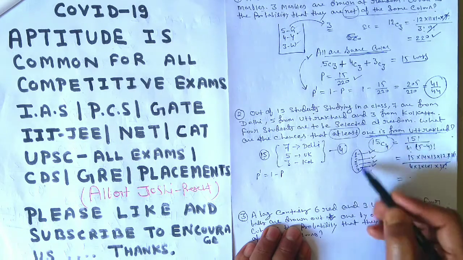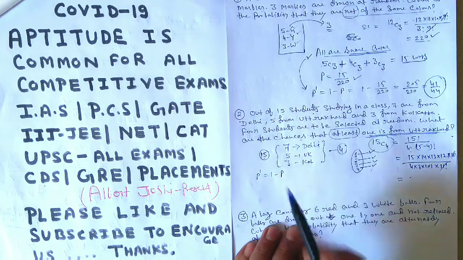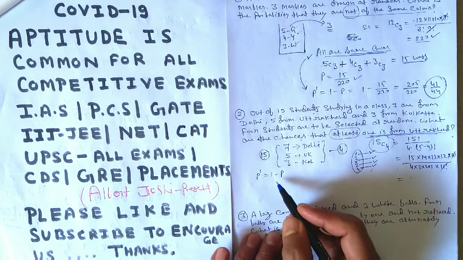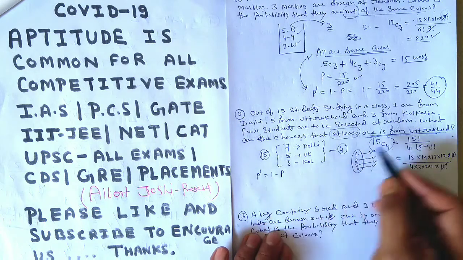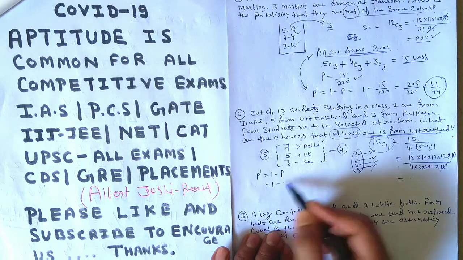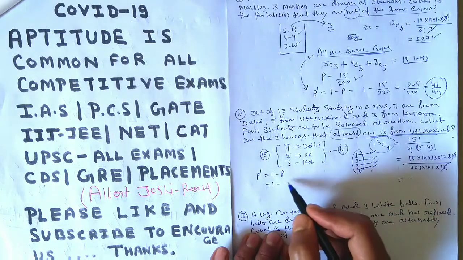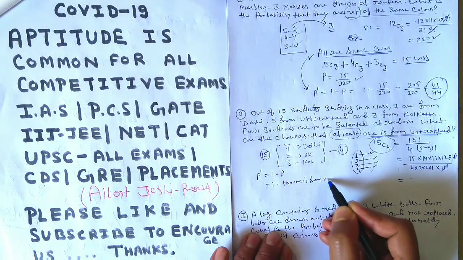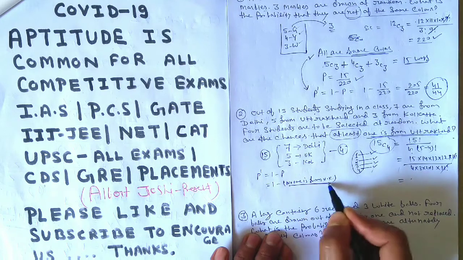to add. So we will not use this long method. I will use this short method. P dash is equal to 1 minus P. Okay. So P dash is at least 1 from Uttarakhand. So this is 1 minus no one is from Uttarakhand. Okay, we have to find this probability.